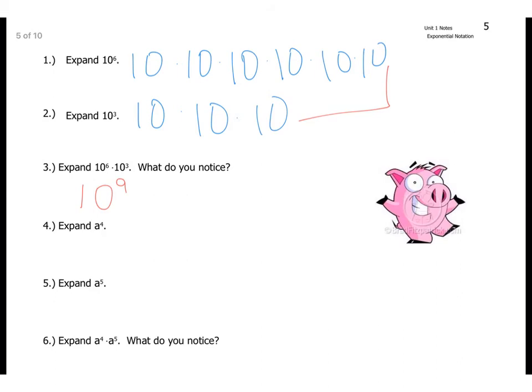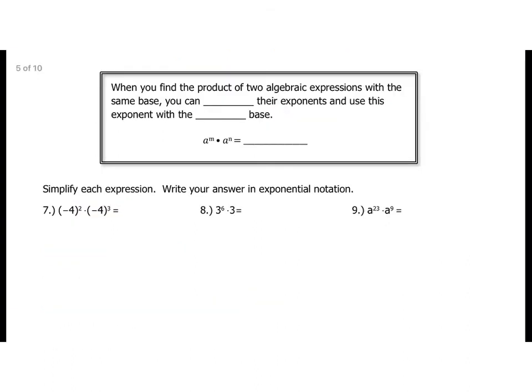Now, the only difference between 4 and 5 is that you're using the letter A. So I want you to pause now and expand them on your own, and then see if you can figure out what the answer will become. All right, now that you have done it, you would have found that it's A times itself 4 times, then A times itself 5 times, and then you would have combined them all to find that the answer was A to the 9th power. So now we're looking at the rule. When you find the product, remember that product means multiply.